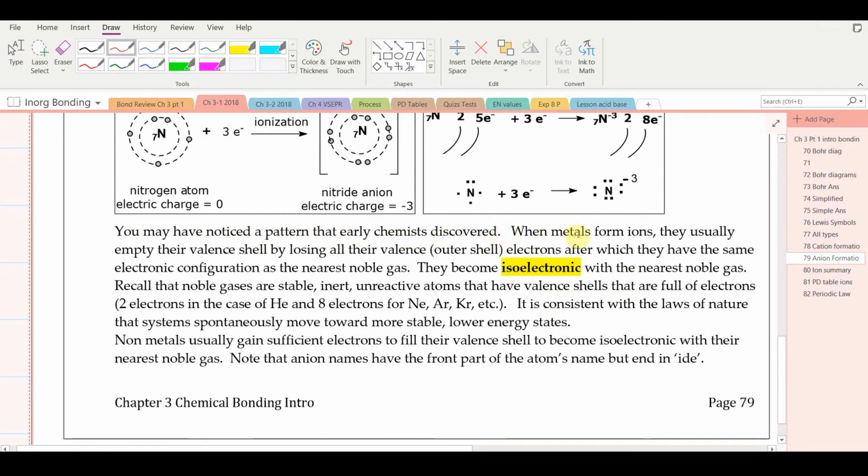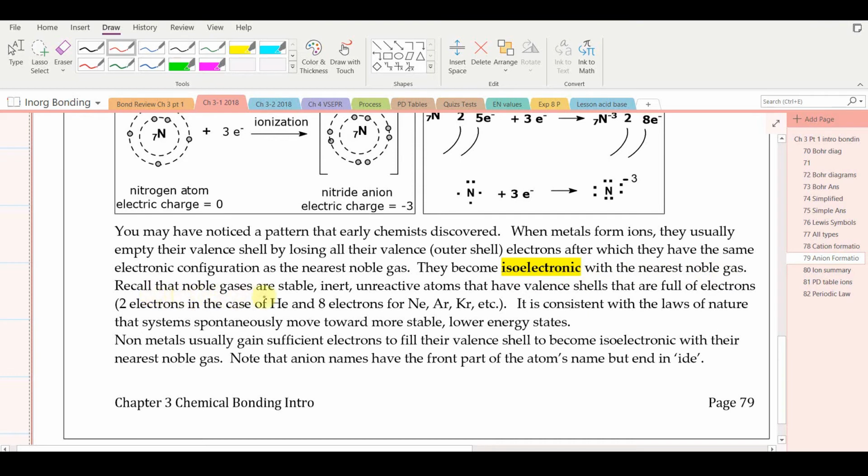When metals form ions, they usually empty their valence shell by losing valence outer electrons. That's for metals, right? After which they have the same electron configuration as the nearest noble gas. They don't become noble gases, they don't have the same number of protons, but they have the same number of electrons in the valence shell. And the term for that is that they become isoelectronic. And iso means the same, and electronic refers to electron configuration. They become isoelectronic with the nearest noble gas.